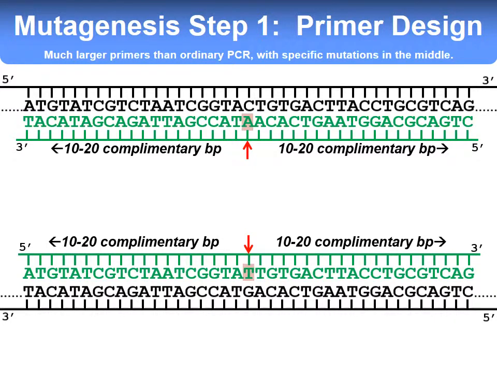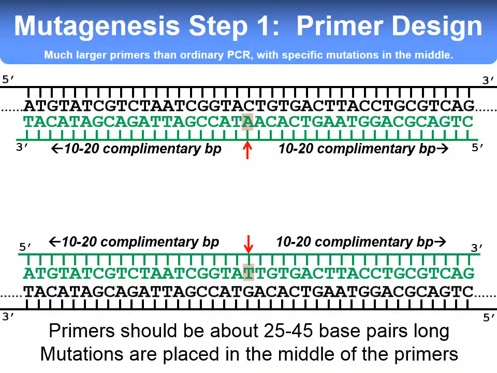And like I said, on either side of that mutation, we want 10 to 20 complementary base pairs. Now this is very important because those flanking regions, those 10 to 20 base pairs, are what actually holds the primer onto the DNA. We've created a weak spot here in our mutation, so that T doesn't want to bind to the G. So we have to have plenty of base pairs around it to force that primer to still bind. And you always want to have that mutation in the middle of the primer.